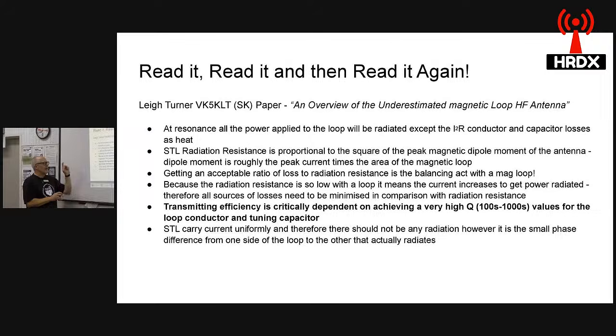Now, the interesting thing in this paper, Lee makes this comment. He says, a small transmitting loop carries current uniformly around the loop. And in fact, if you maintain those less than a third or greater than an eighth, the current is uniformly distributed around that loop. Now, in theory, that loop shouldn't radiate.